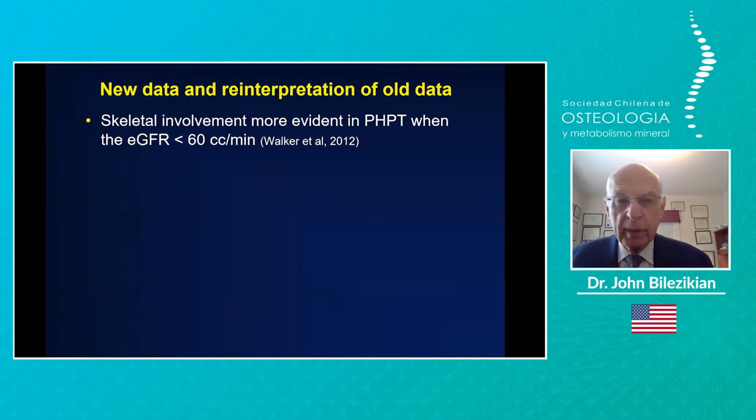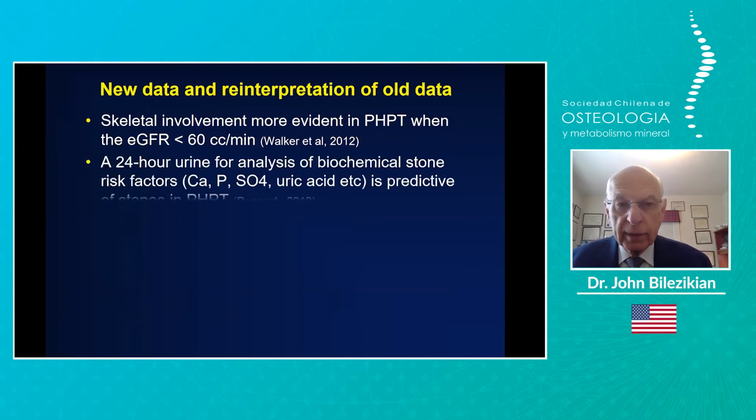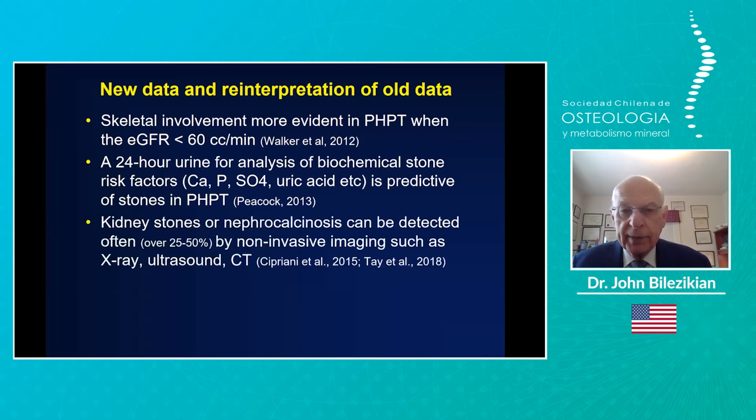We know that renal compromise can lead to more skeletal disease. We know that hypercalciuria can be associated with an increased risk of kidney stone, particularly if there are other predictive risk factors in patients with hyperparathyroidism. As I just alluded to, if you take advantage of non-invasive imaging modalities such as X-ray, ultrasound, or CT, the incidence of kidney stones or nephrocalcinosis can be as high as 50%.